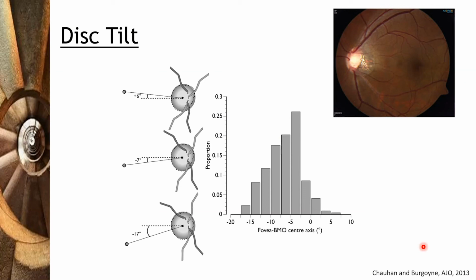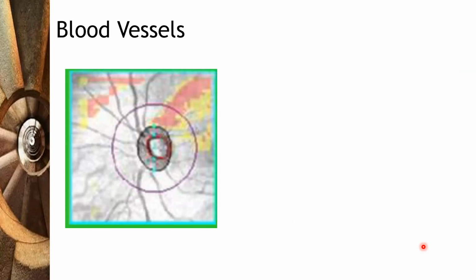So that kind of makes you look at the images themselves, which I think is going to be one of the next trends in OCT imaging. We're going to start looking more and more at the actual B scans. The blood vessels also play a role.